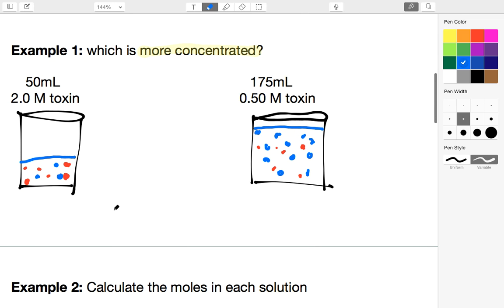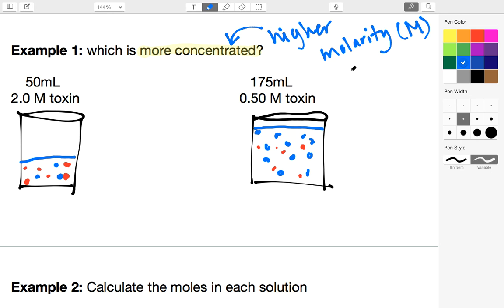So example number 1, which is more concentrated? Basically, it's asking which one has a higher molarity. Anytime you see concentrated, you're going to look for whichever has the higher molarity. And remember, that's always in the unit M. Sometimes people write it in moles divided by liters to be more specific, but they're all the same thing, right?